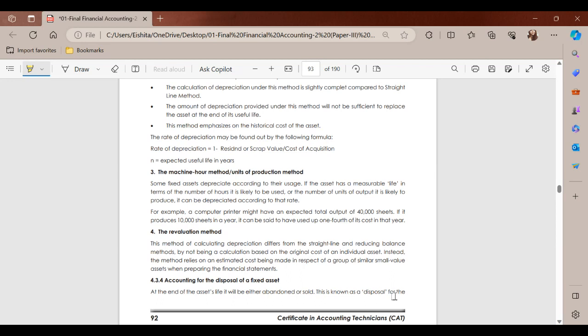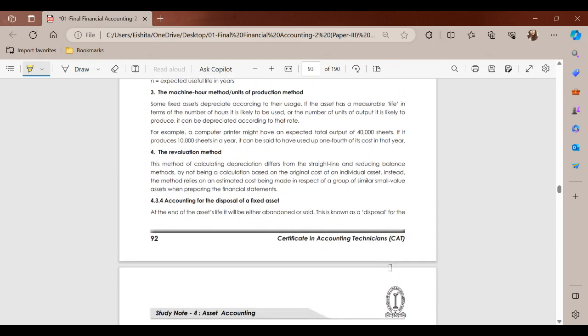Some fixed assets depreciate according to their usage. If the asset has a measurable life in terms of number of hours it is likely to be used or the number of output it is likely to produce, it can be depreciated according to that rate. For example, a computer printer might have an expected total output of 40,000 sheets. If it produces 10,000 sheets in a year, it can be said that it has used one fourth of that cost in that year. So is that clear to you all?